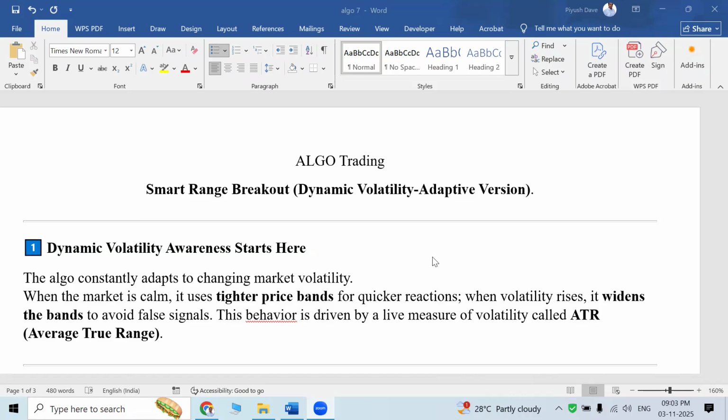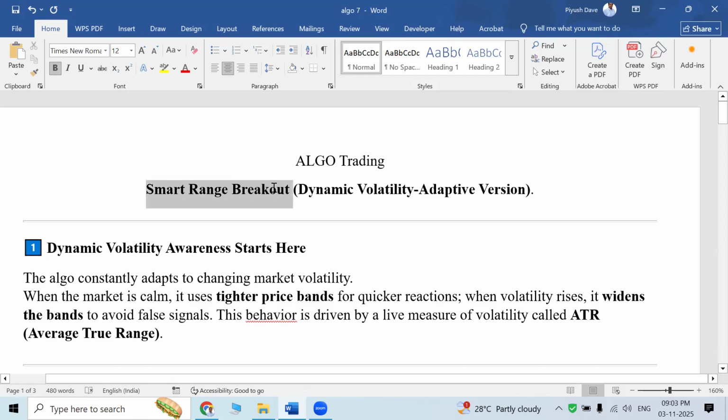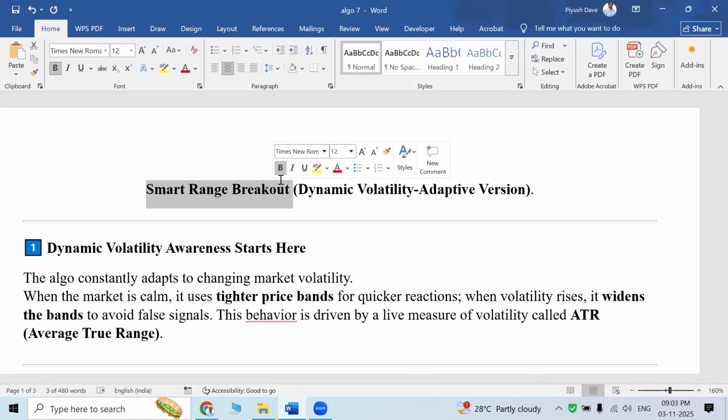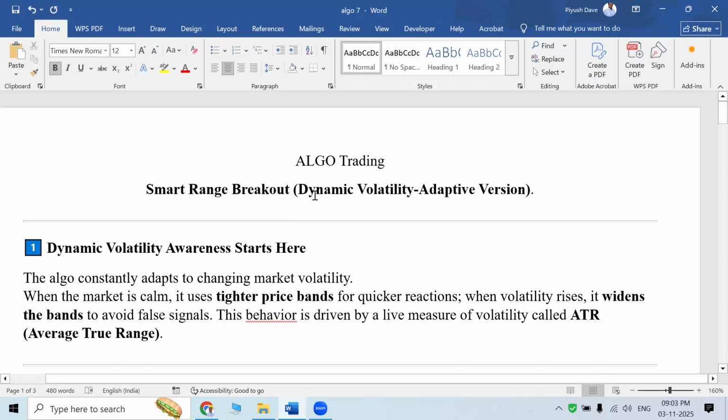But there is a problem with these breakouts. There are a lot of fake breakouts in the market, and due to that, there is a possibility that you might lose in the market. So, I'm going to show you a smart way to find this breakout range, and we are going to use a dynamic volatility method in this.